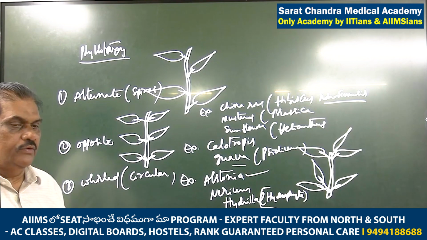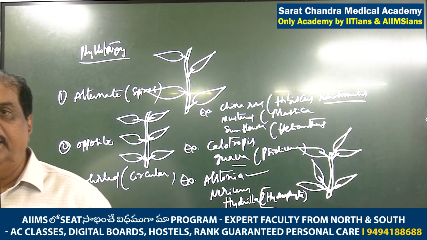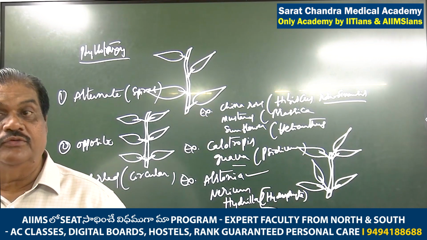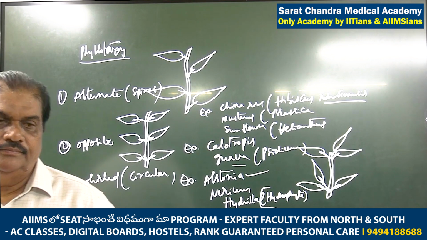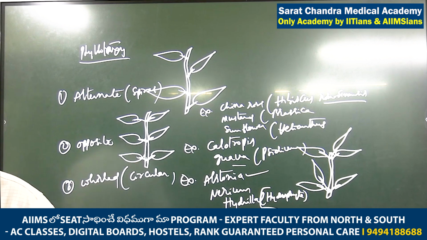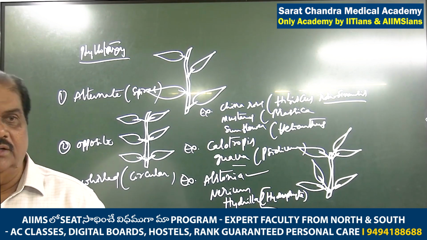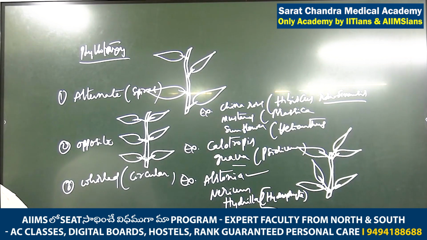So that is about phyllotaxy. If a node has only one leaf, that is called alternate. If a node has two leaves, that is called opposite. If a node has more than two leaves, that is called whorled. Example for alternate phyllotaxy: mustard, China rose and sunflower. Example for whorled phyllotaxy: Alstonia. Example for opposite phyllotaxy: guava and Calotropis.